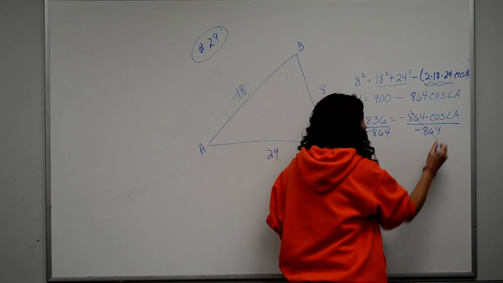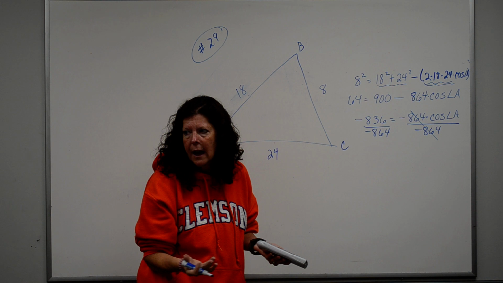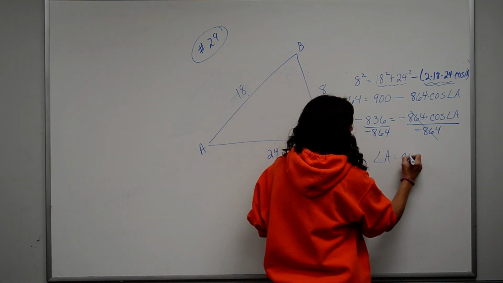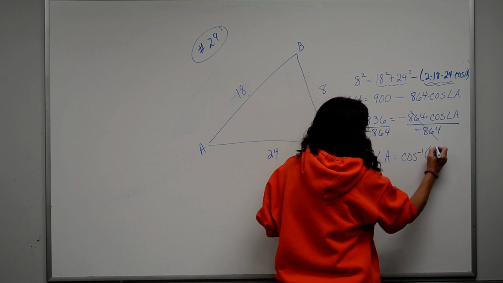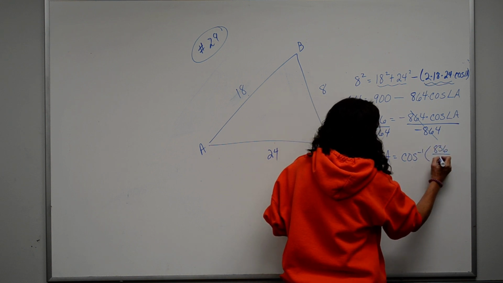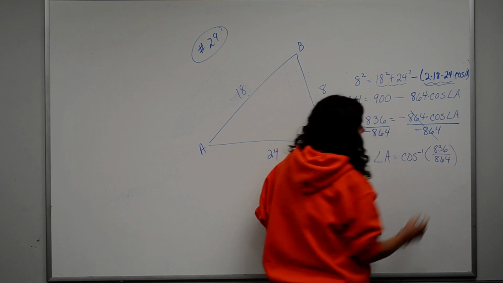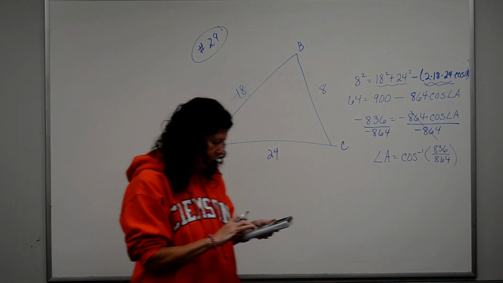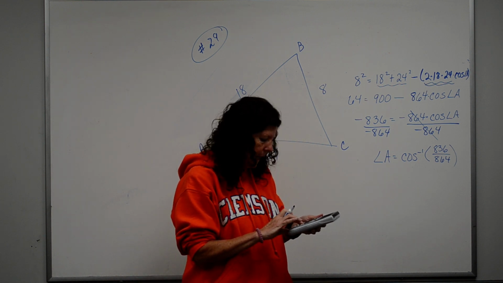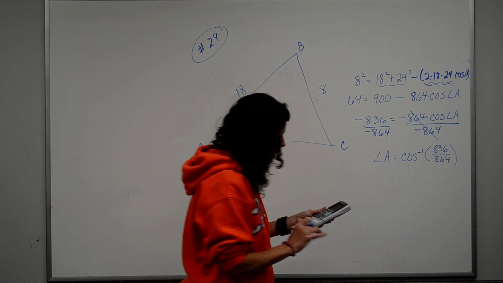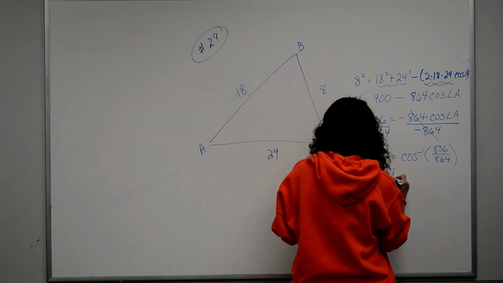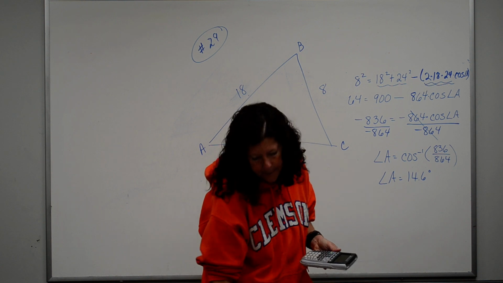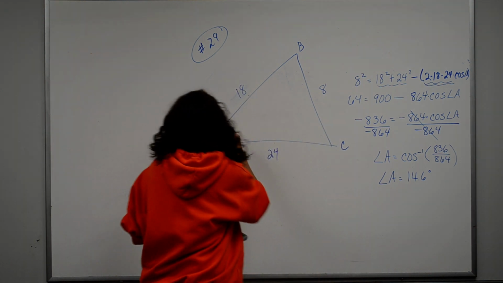If I want to, I could go ahead and get a decimal value for that. But ultimately what you're doing is angle A is equal to the inverse cosine of 836 divided by 864. I probably would just go ahead and do that. Okay, inverse cosine of 836 divided by 864 is going to give me approximately 14.6 degrees. Okay, that is angle A.